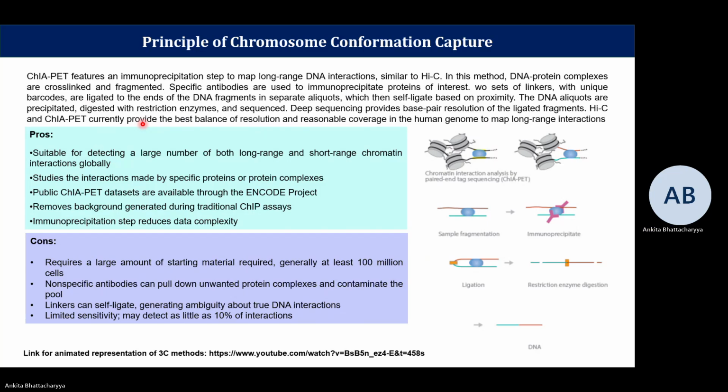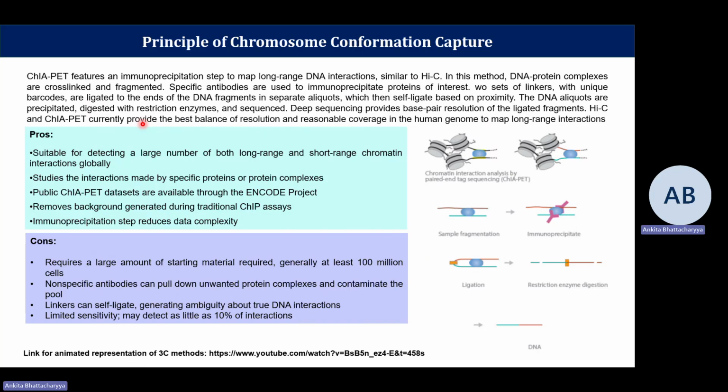Public ChIA-PET datasets are available through the ENCODE project. You can use the ENCODE project to access it. It also removes the background which is generated during traditional ChIP assays. The immunoprecipitation step obviously removes a lot of non-specific background and reduces data complexity by a lot.